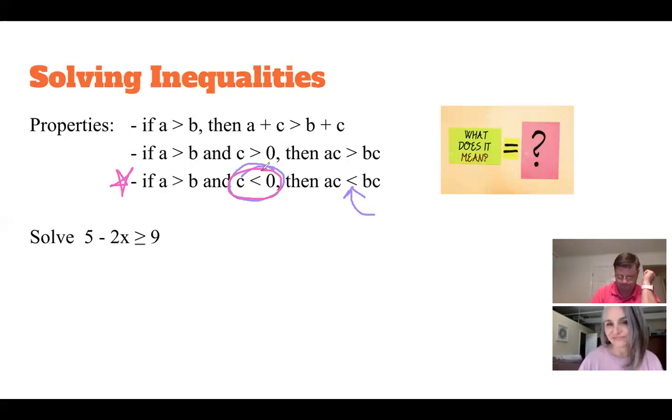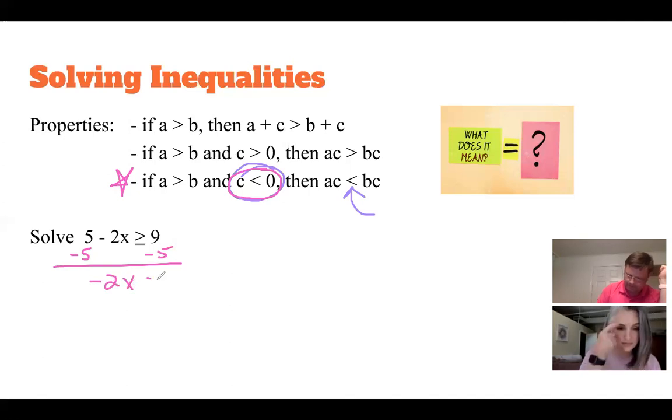Let's work a problem. So you said I could add or subtract without any penalties, so I'm going to do that. I'm going to subtract 5. And I get negative 2x is greater than or equal to 4. And then I want to divide by negative 2. When I do this, I have to switch the sign. So instead of it being greater than, it becomes less than, negative 2.